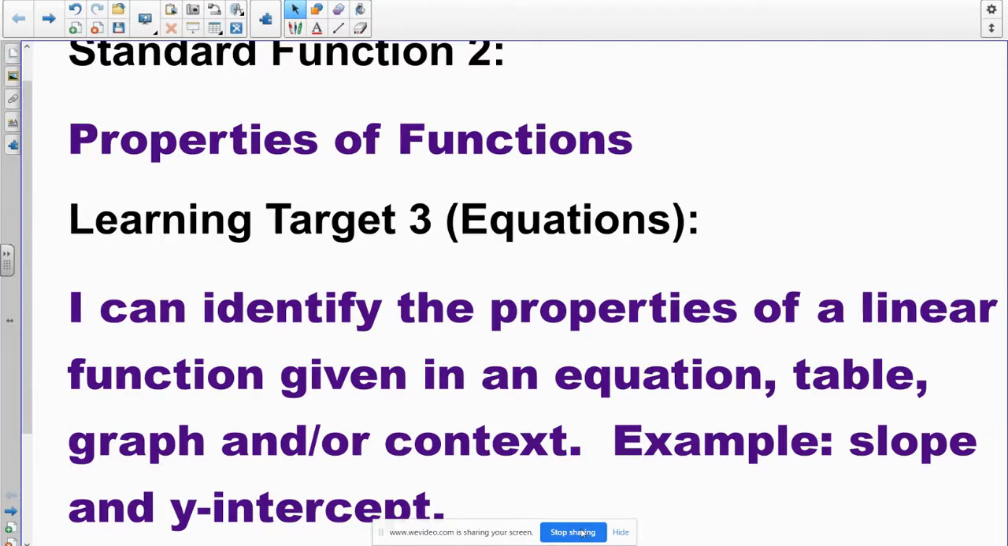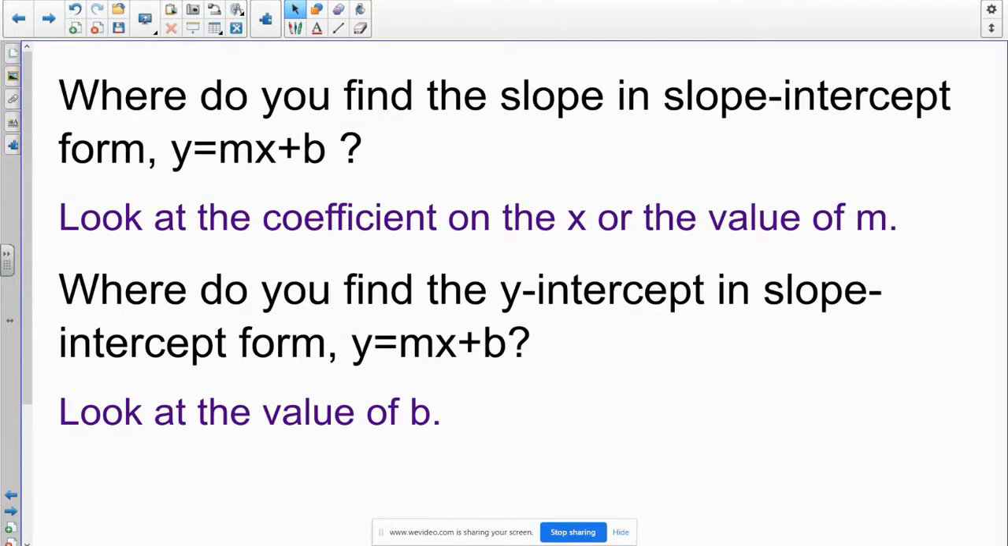Example: slope and y-intercept. Where do you find the slope in slope-intercept form? Y equals mx plus b. For example, where do you find the slope of an equation? You look at the coefficient on the x, so we're looking at this number right here, or you can think of it just as the value of m. Notice that m is the coefficient. Remember, a coefficient is the number in front of a variable. So m is the coefficient on the x, and the slope is just sitting right here in the form y equals mx plus b.